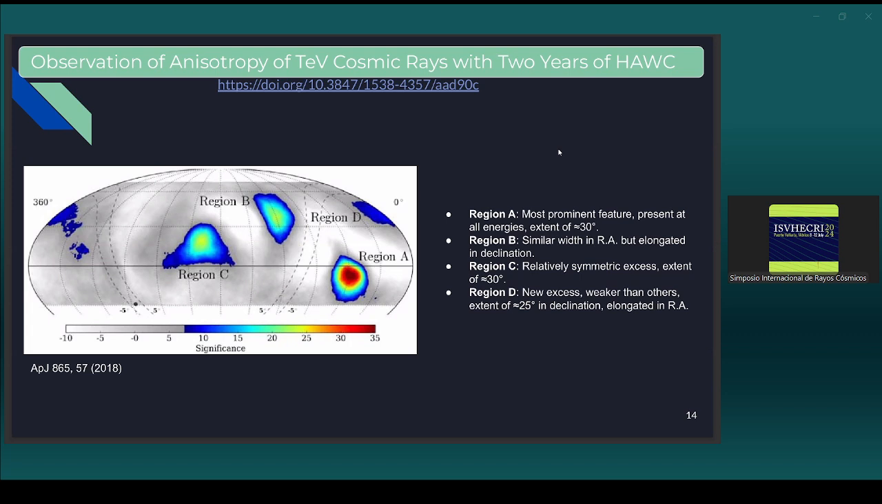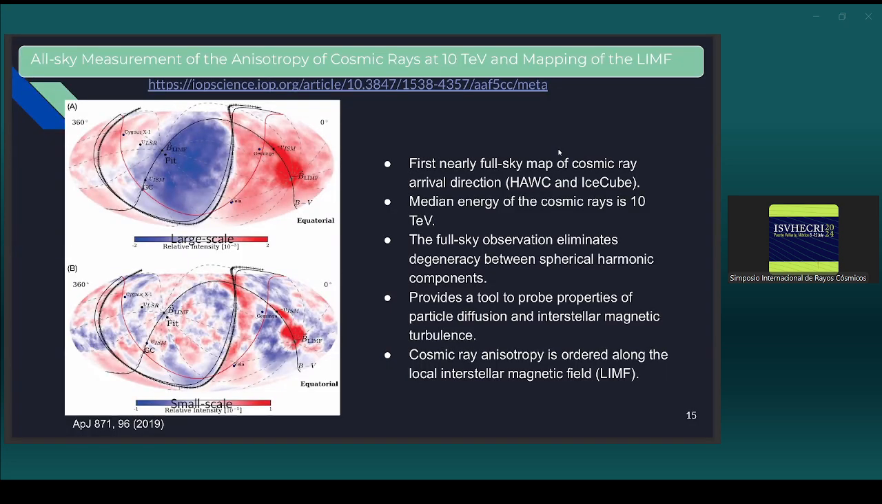And well, it's weaker than the others, but it was just discovered with this work. And the other work that has been made about the anisotropy of cosmic rays was made using HAWC data and IceCube data. And we did this collaboration and focused only on events that have a median energy of 10 TeV.